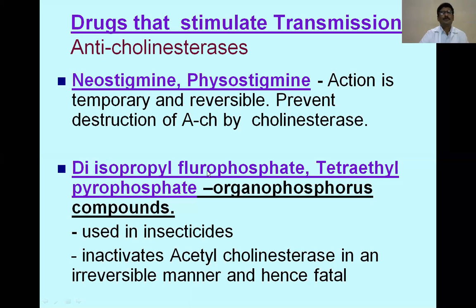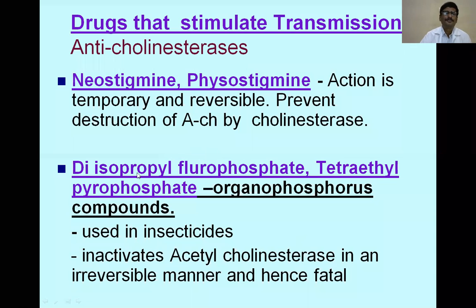Now, this is diisopropyl pyrophosphate as well as tetraethyl pyrophosphate. They come from organophosphorus compounds, like most of the insecticides, like parathion, malathion, etc. These are the active compounds in some of the nerve gases also. These compounds inactivate acetylcholine esterase irreversibly, so they become fatal. Whereas the previous ones, neostigmine and physostigmine, are reversible, a temporary blockade, these will cause permanent blockade, thereby causing death.